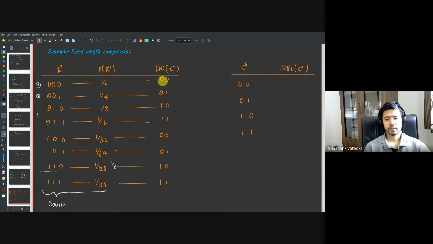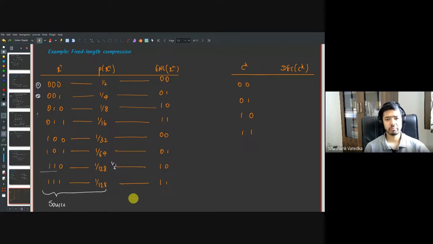All right, and so here is the encoding that I'm going to do. This is going to be my compressor. If the compressor sees the sequence 000, it is going to output 00. If it is 001, it is 01. If it is 010, it is 10. If it is 011, it is 11. And similarly, if it is 100, it is 00, 101 is mapped to 01, and so on. So this is the raw file, and this is the compressed file.